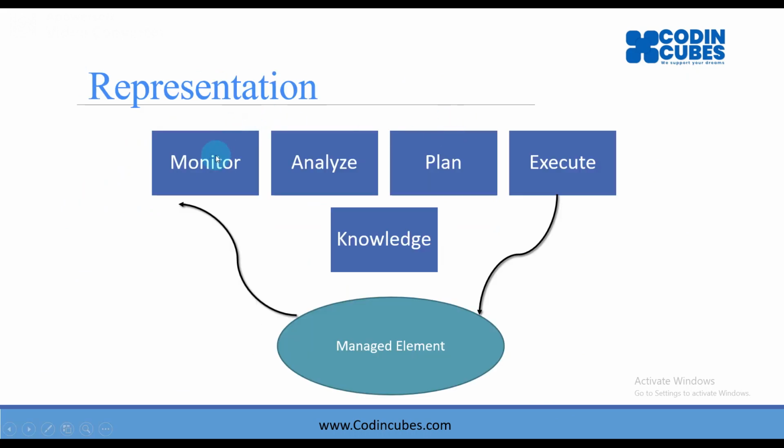Here is a model of autonomic computing. It consists of monitor, analyze, plan, execute, and knowledge processes. All these sub modules of this concept work together to execute in one form.